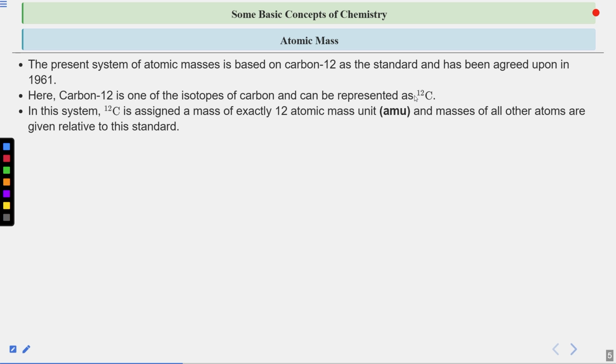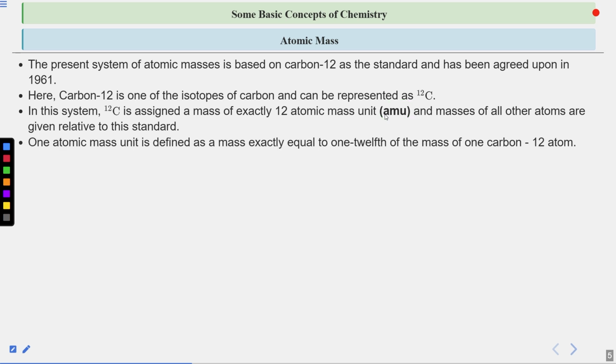In this system, 12C is assigned a mass of exactly 12 atomic mass units, which is represented as AMU. The masses of all other elements are calculated by taking the relative mass to this 12C standard. This AMU is basically the unit that we use for the calculation of masses of small entities like atoms and molecules.